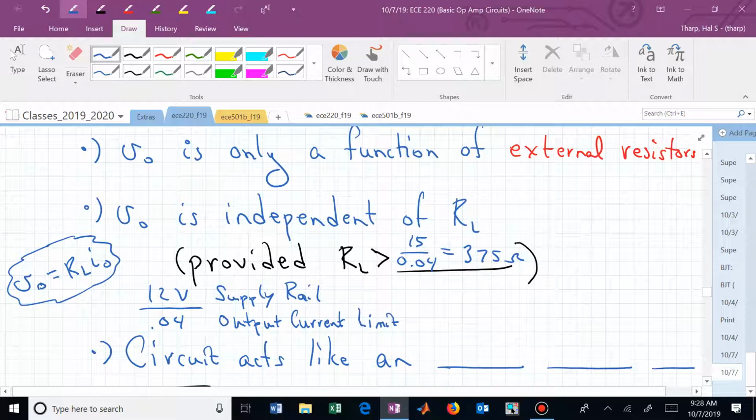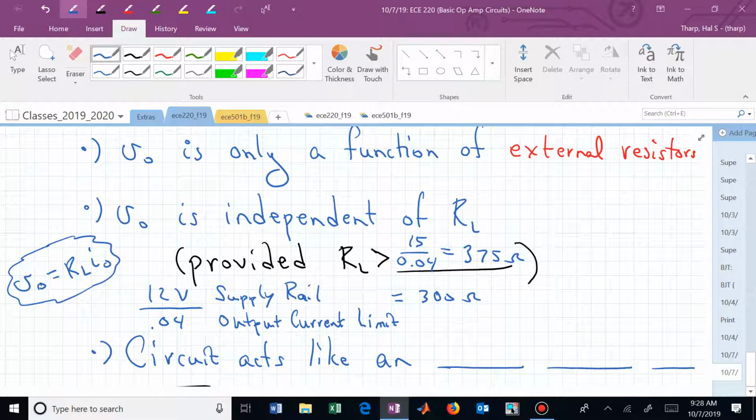Now what's the value of our smallest load resistor? Now we have 12 divided by 0.04, or that's now 300 ohms. So it's going to depend on our supply voltage, what that lower limit is on our load resistor.